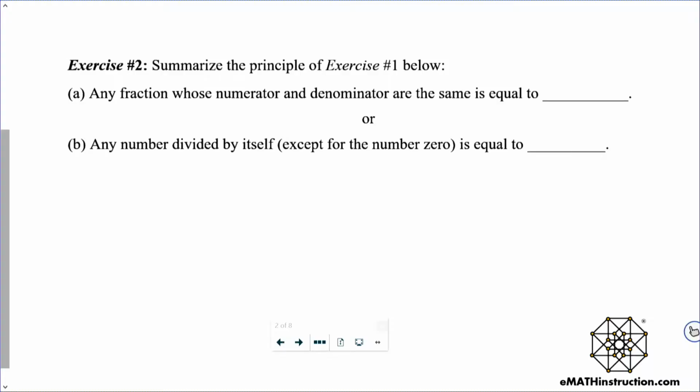Summarize the principle of exercise number 1 below. And let's do it together. Any fraction whose numerator and denominator are the same is equal to 1. Any number divided by itself, except for the number 0, is 1.